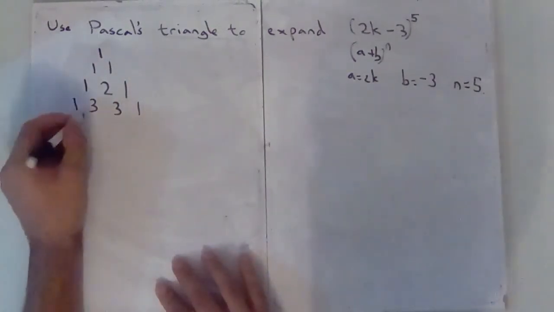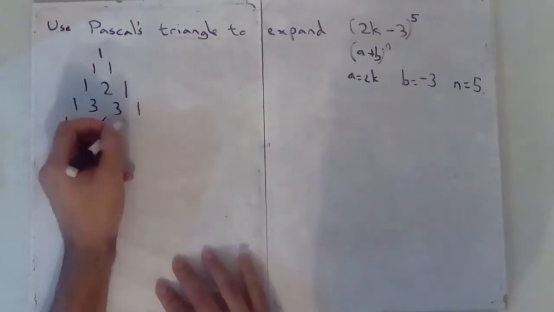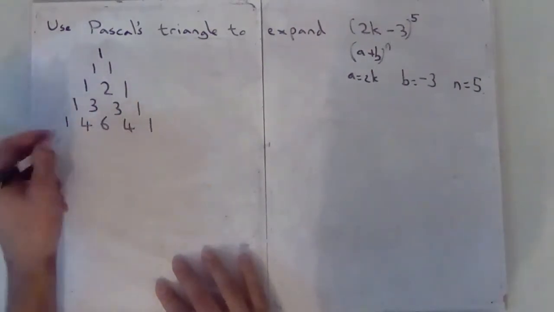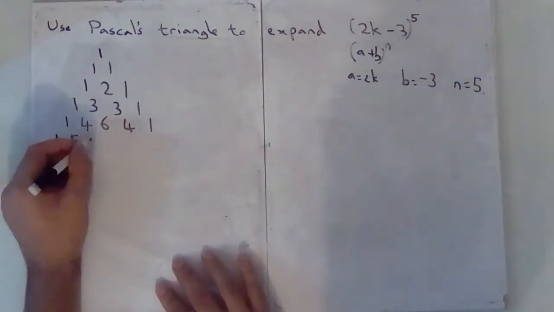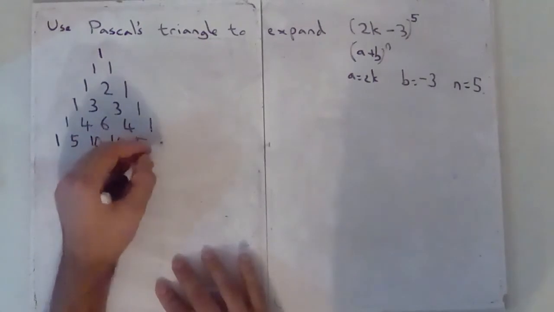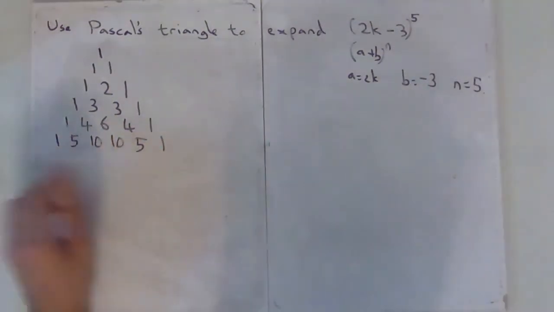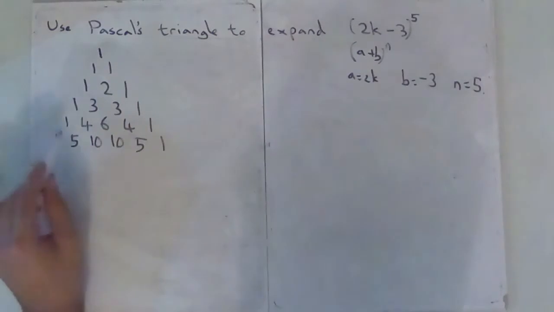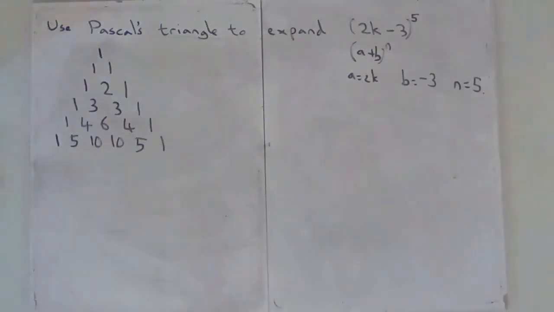Keep going. 1 plus 3 is 4, 3 plus 3 is 6, 3 plus 1 is 4, and then a 1. Then you've got a 1, 1 plus 4 is 5, 4 plus 6 is 10, 6 plus 4 is 10, 4 plus 1 is 5, and then a 1 on the end. Things to note: it's completely symmetrical, every single row.